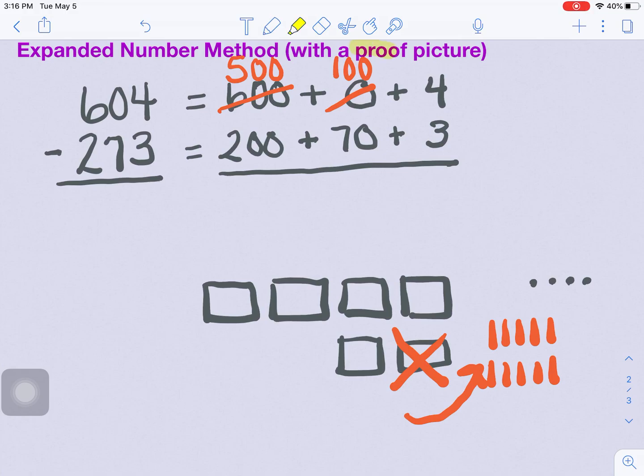Friends, when I look at this, I want to highlight something for you. This row, 500 plus 100 plus 4, still comes back and equals 604. You always want to make sure when you're using the expanded method that your new number may look a little different, but it's still the same number. It's still 604. It just looks different.